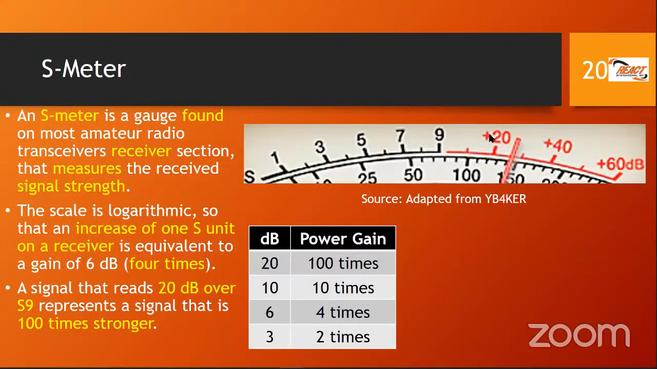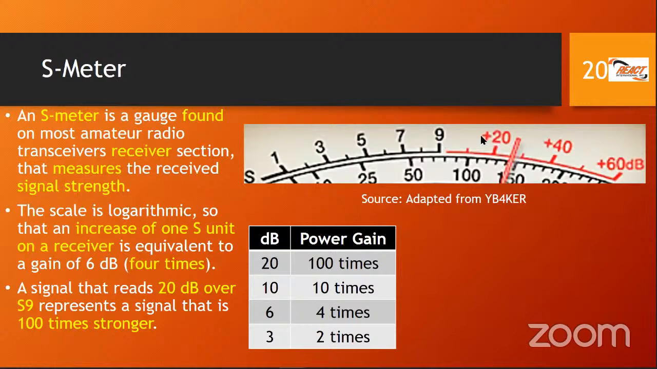And we need to know that 20 over 9 is actually 100 times. How do we get that? So we have a trusty little table here that reminds us of dB gain. A 3 dB gain is twice the amount of power. A little while ago, we said a 6 dB gain is 4 times the amount of power. When you have a 10 dB gain, it's 10 times the amount of power. But notice a 20 dB gain is 100 times the amount of power. And you'll get this in the exam.